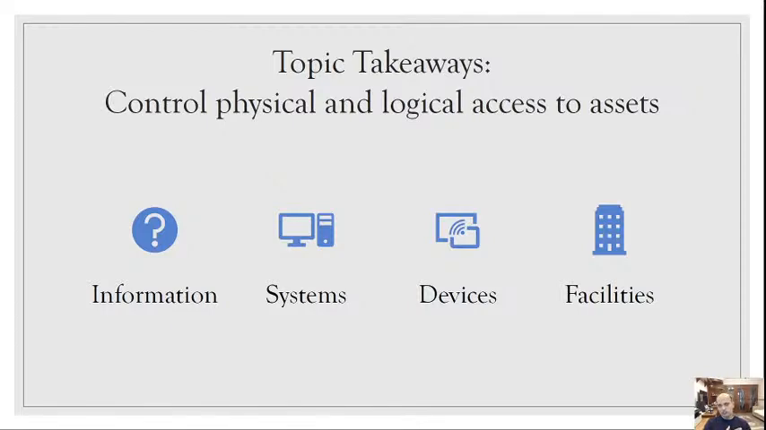So first is information. We are going to provide security. Whenever we say that we are going to provide security to information, it means we are protecting the CIA, confidentiality, integrity, and availability value of the information. So that is the topic takeaway for information.